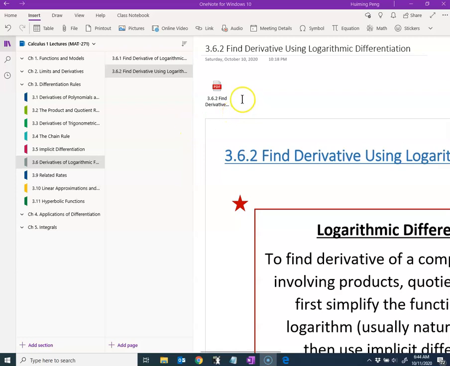In this video, we are going to deal with logarithmic differentiation, which is an important method to find the derivatives of complicated functions. Let's see the material.